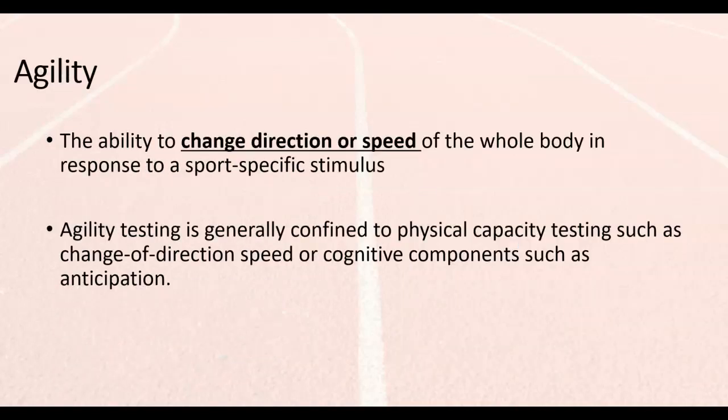So what is agility? Agility is the ability to change direction or speed of the whole body in response to a sport-specific stimulus. So agility testing is generally confined to physical capacity testing, such as change of direction, speed, or cognitive components, such as anticipation. All right, so I want you to start thinking what sports really have agility in them. I can think of a number of different sports that have cutting, change of direction, speed, and cognitive components such as reaction time that you would need. That is where you would start thinking about which athletes would you test and which agility tests would you perform.